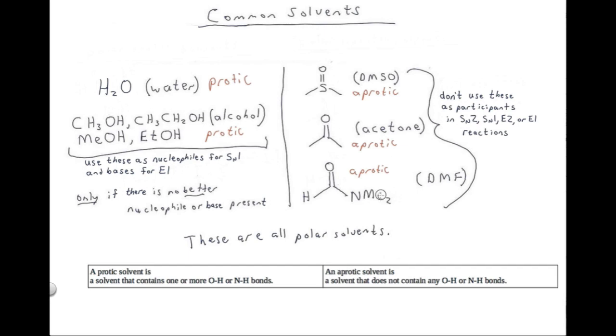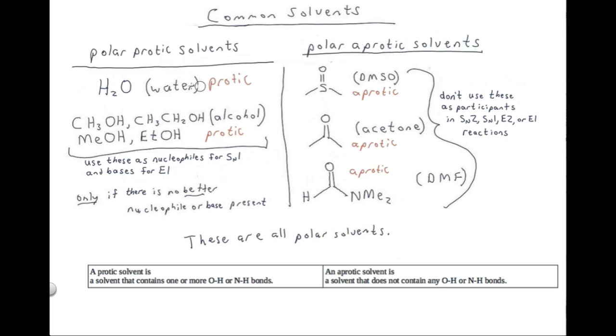Remember that Me here stands for a methyl group. Well, the methyl groups contain CH bonds, but they don't contain any OH or NH bonds. So we can see that all the solvents in this column were protic, and all the solvents in this column were aprotic. So I'll label that this left-hand column contains polar protic solvents, and the right-hand column contains polar aprotic solvents.